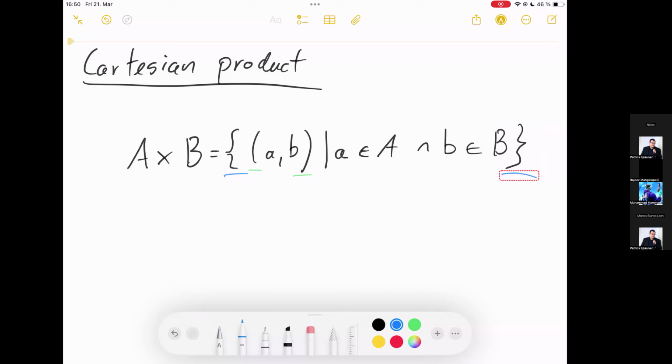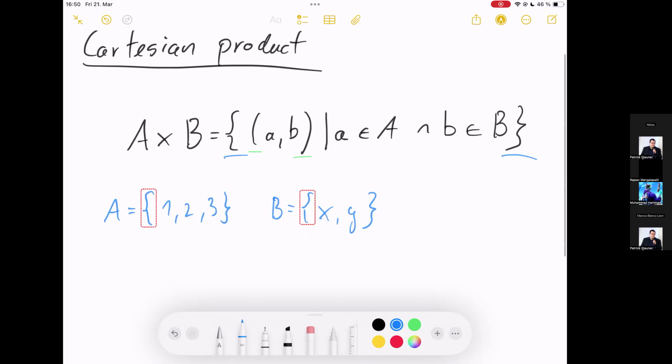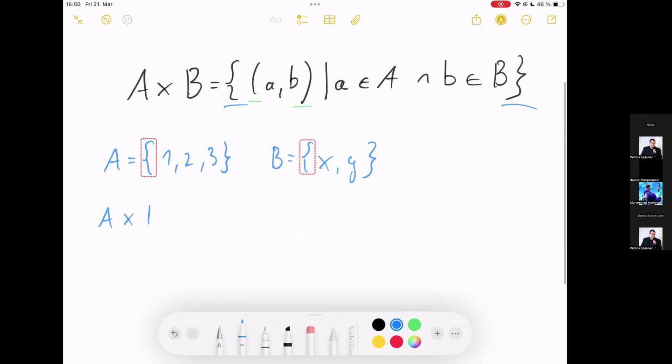And I want to do an example with you. Say A is now the elements 1, 2, and 3, and B are the elements x and y. I want you to provide me in the chat with the result of the Cartesian product of A and B. And once you have your solution, please post it here in the chat. Pay attention to all the notation, like whether you use curly braces or parentheses.